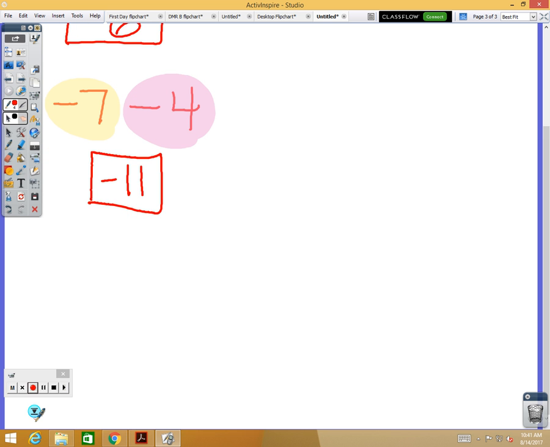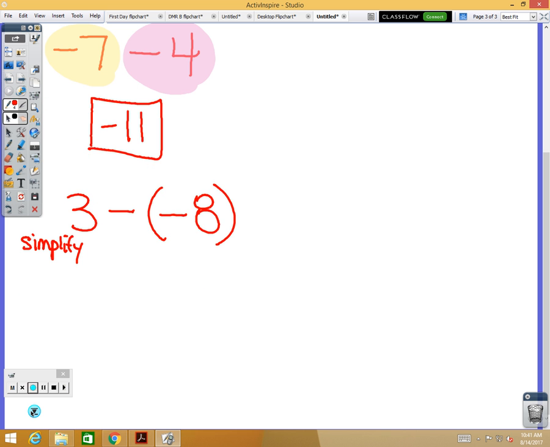What if you had 3 minus a negative 8? Now this is one where we have two signs in front of a number. So we said for this is when you want to simplify. We only want one sign in front of each number. So there's nothing in front of the 3. Leave the 3 alone. But minus a negative, what's that going to become? A positive 8.